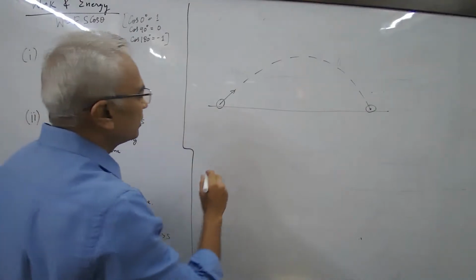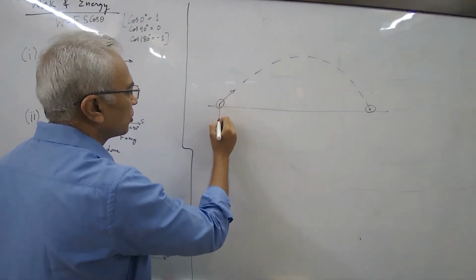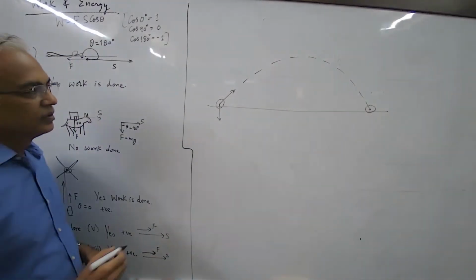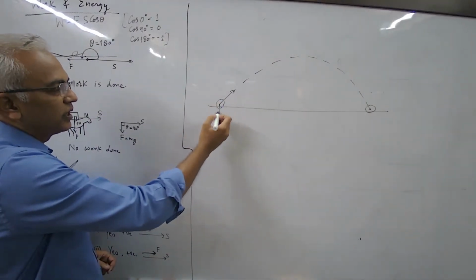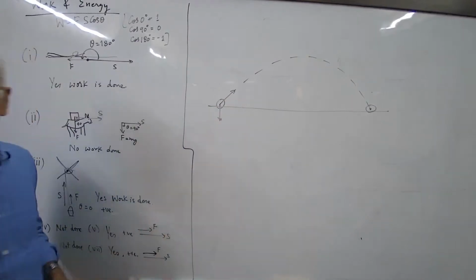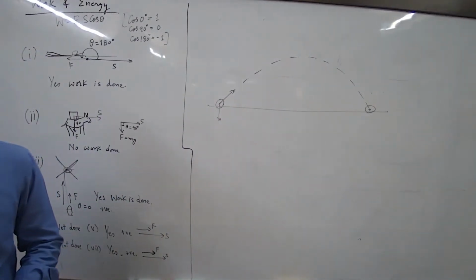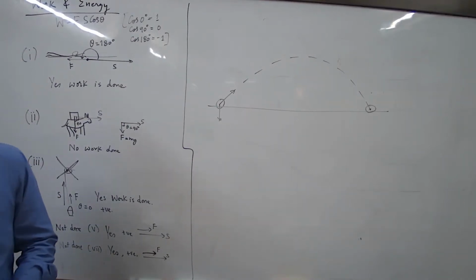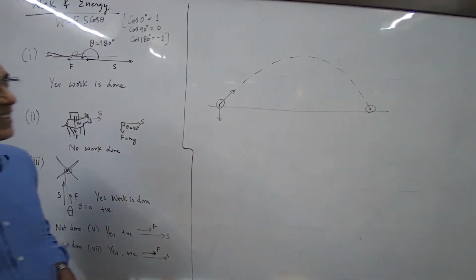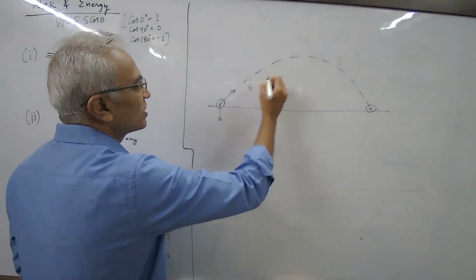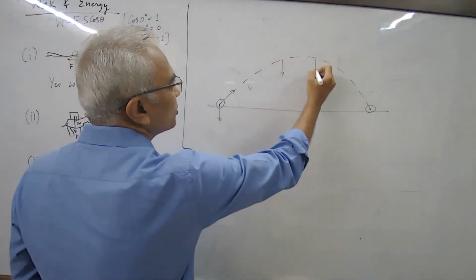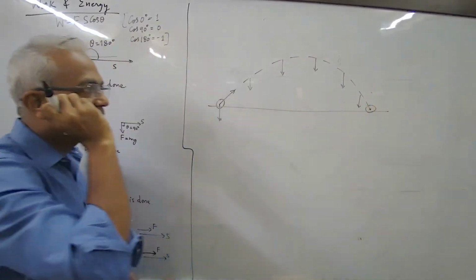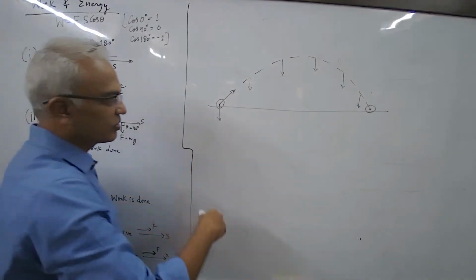So where is gravity? Gravity is always downward. Where is it 90 degree? Even if you take 45 degree and 90, 90 plus 45 is 135 degree. Anyway, see, gravity is always acting downward, isn't it? At every position. Now, what is the displacement in the direction of gravity?